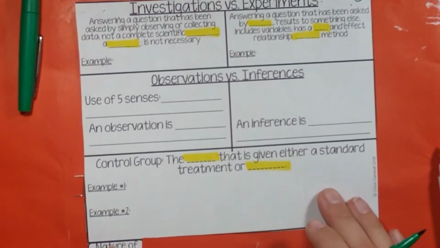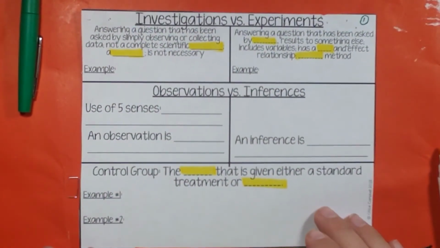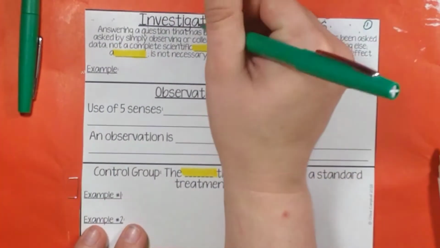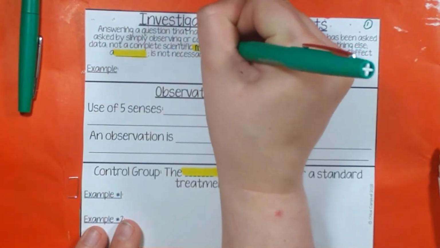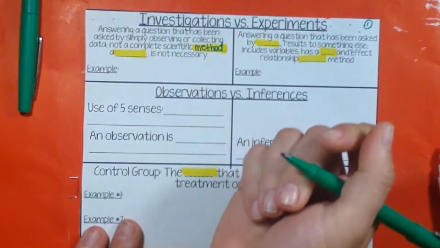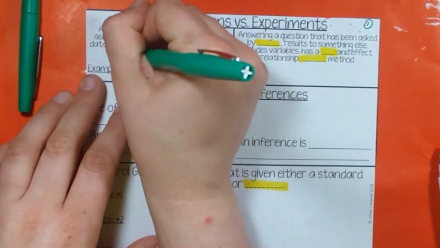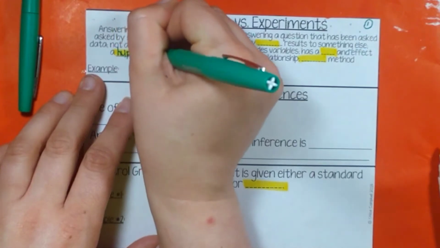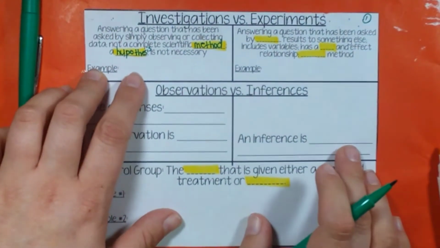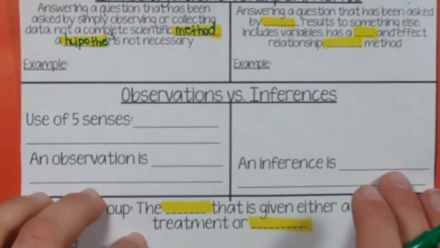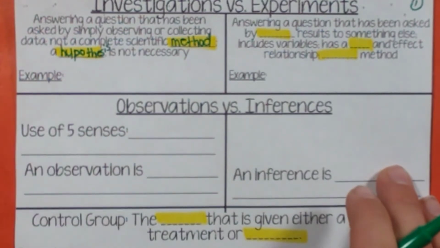So this tab says Nature of Science on the bottom. Answering a question that has been asked by simply observing or collecting data is not a complete scientific method. A hypothesis is not necessary. So if I am just observing something or taking note of something that is happening, I do not have to have a whole scientific method or an experiment and a hypothesis.